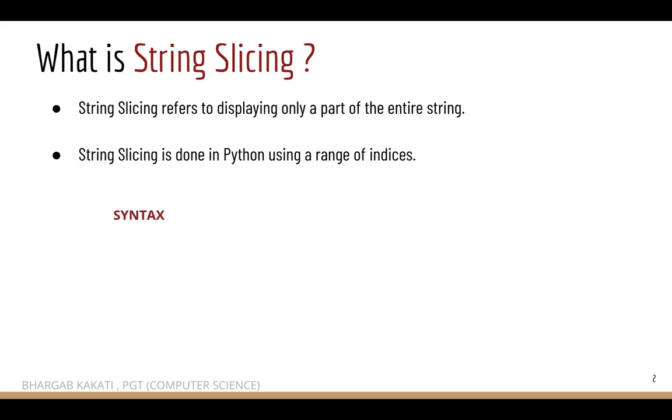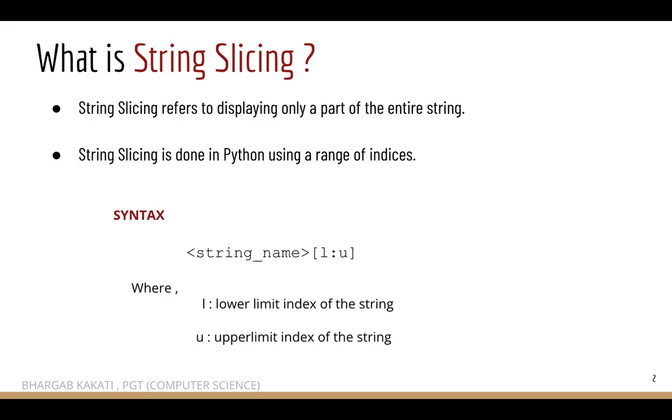Now let's see the syntax by which basic string slicing is done. The syntax goes as follows. We need to give the name of the string, and then within the square brackets we need to specify the lower limit and the upper limit. Here L stands for the lower limit index of the string and U stands for the upper limit index. We will discuss it with the help of some examples, and then it will be much clearer. Python will return a string in the range of lower limit to upper limit minus 1.